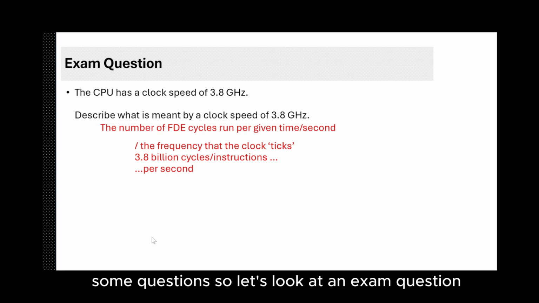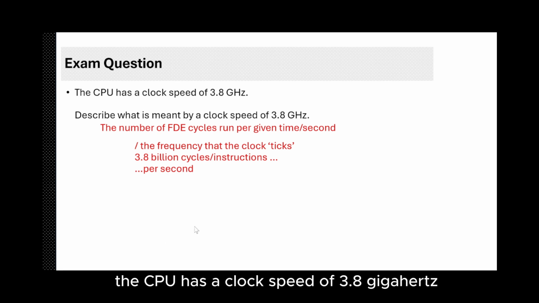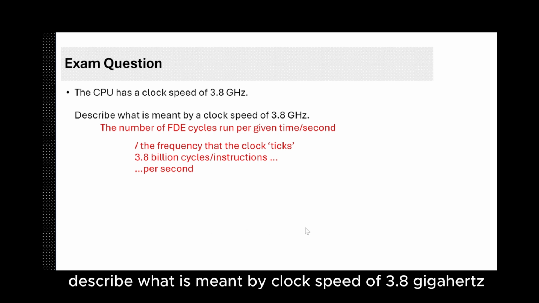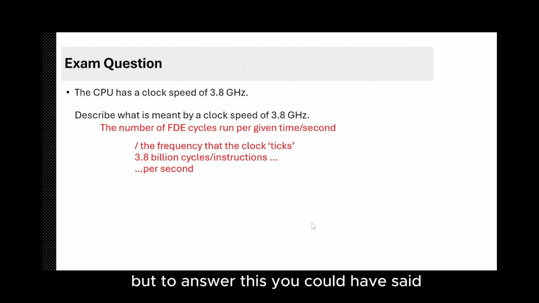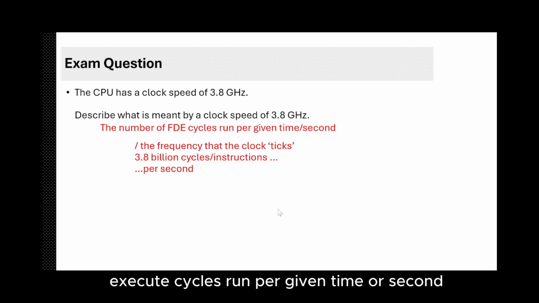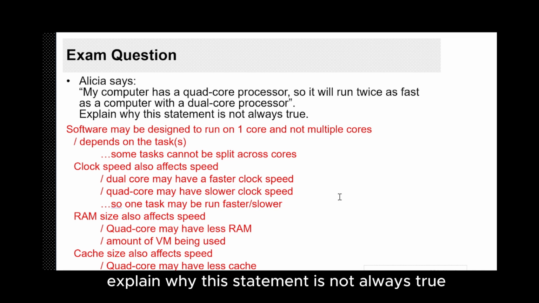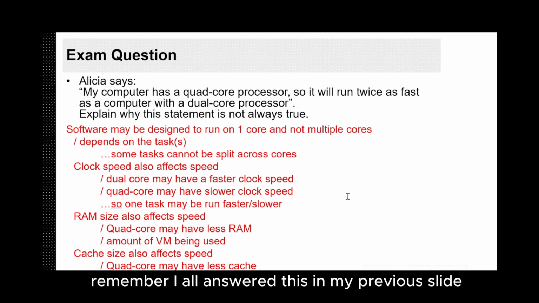Exam question. So, let's look at an exam question. The CPU has a clock speed of 3.8 gigahertz. Describe what is meant by a clock speed of 3.8 gigahertz. To answer this, you could have said the number of fetch, decode, execute cycles run per second. Okay. The next question is, Alicia says my computer has a quad-core processor, so it will run twice as fast as a computer with a dual-core processor. Explain why this statement is not always true. Remember, I answered this in my previous slide.